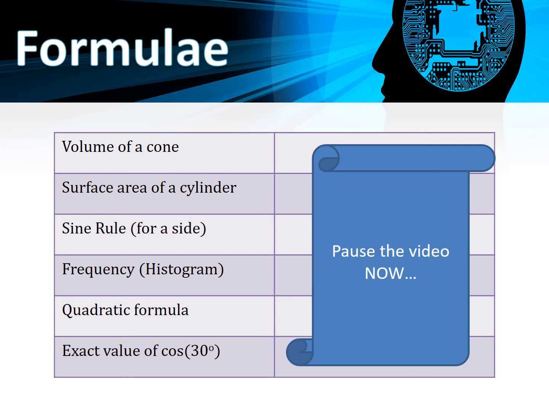Next one, then, we've got 6 questions for your formula. I've added some new ones in for us to keep it fresh. So we've got volume of a cone, surface area of a cylinder, sine rule, frequency from a histogram, quadratic formula stays the same, and another exact value. So pause the video and see how you do in a second.